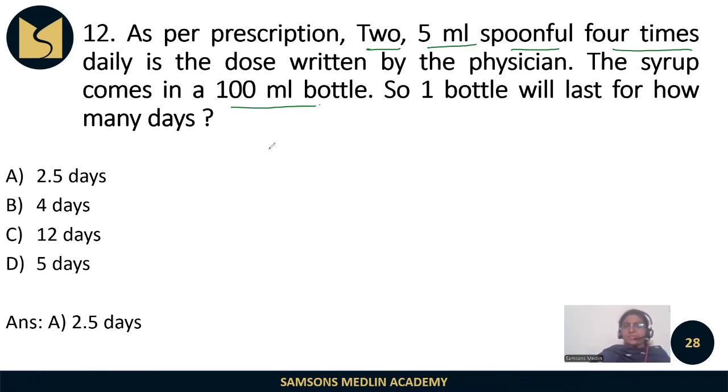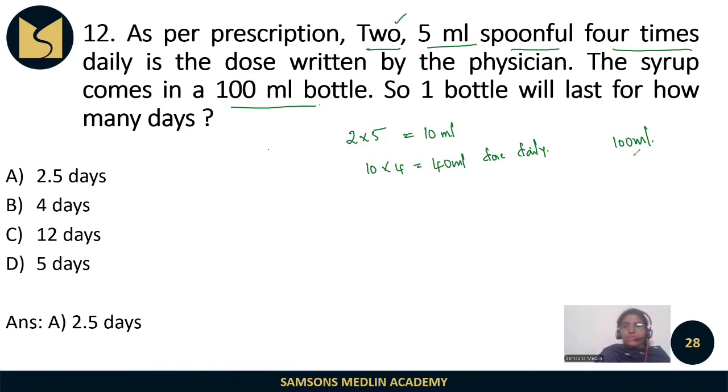The answer is option A, 2.5 days. So, how to find this out? The prescription says 2 5 ml spoonful, which means 10 ml, right? And it needs to be taken 4 times daily. So that 10 ml taken 4 times daily is 40 ml. 40 ml is the daily dose. Now, what is the total volume in the bottle? 100 ml. And the question asked, one bottle will last for how many days?